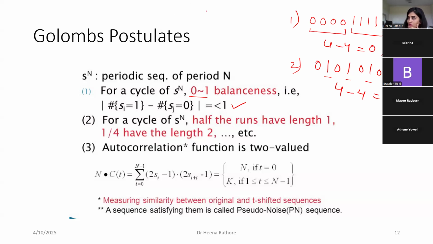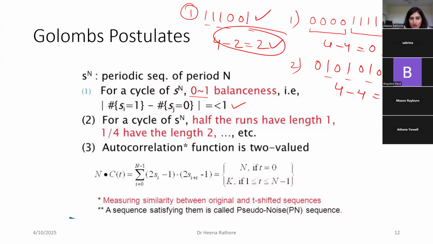Let's pick another value, which is 1, 1, 1, 0, 0, 1. In this case, the number of ones is 4 and the number of zeros is 2. So 4 minus 2 gives you 2, which means this satisfies property number 1. Does it make sense what I'm trying to say?